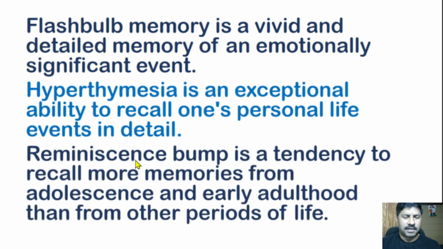Then third, one more option was there, that is reminiscence bump. Reminiscence bump is a tendency to recall more memories from adolescence and early adulthood than from other periods of life. So the person is able to remember the memories from his early adulthood and adolescence, but he may not be able to remember other periods of life. That means the younger childhood period or older adulthood period, he is not able to remember, but he is able to remember specifically the events that occurred in adolescence and early adulthood. So that kind of memory is known as reminiscence bump.